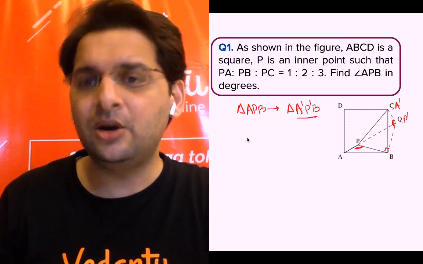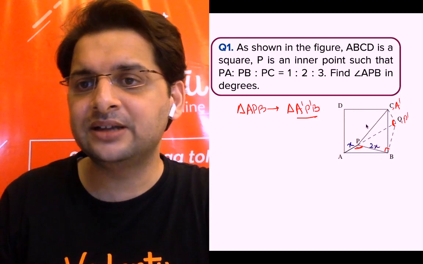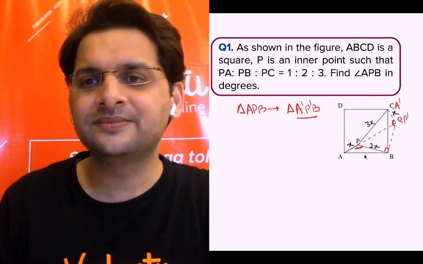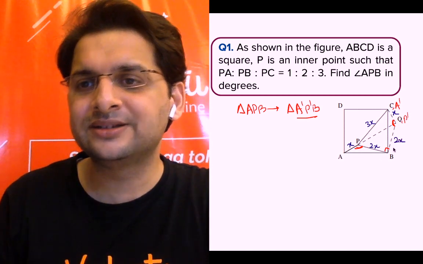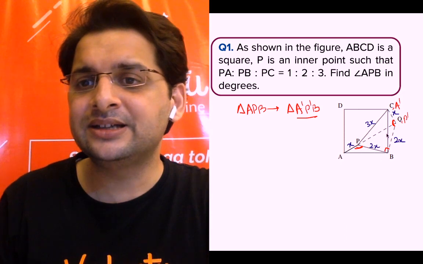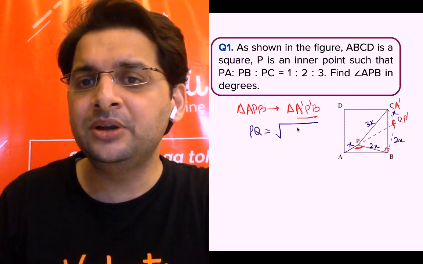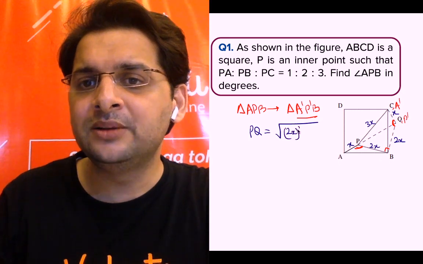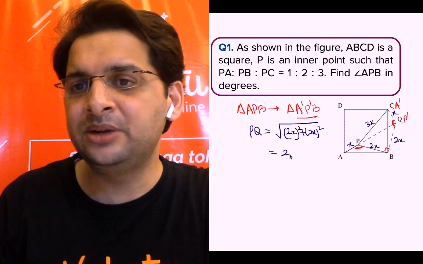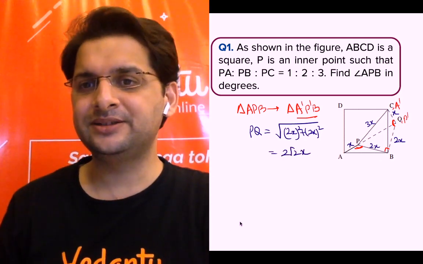Chalo. Now, if this is X, let's say this is 2X and this is 3X. So can I say this is also X? And this is 2X. And since this is a right angle triangle, what will PQ be? So PQ will be root of 2X ka whole square plus 2X ka whole square. I've applied Pythagoras theorem. So this will be 2 root 2X. So PQ will be 2 root 2X.